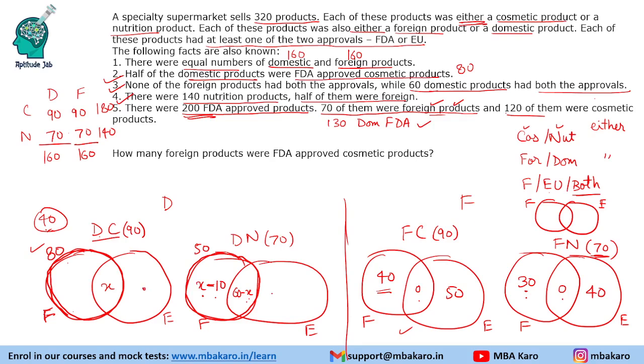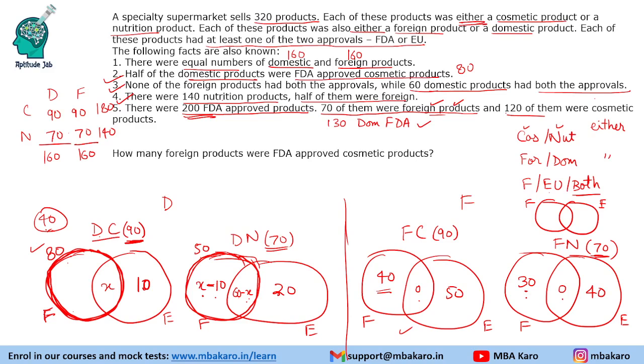Now these two values remain. How to fill it? This total circle is 80 and total is 90. So remaining is 10. 80 is this circle, 90 is domestic cosmetics, so 10 here. Similarly, domestic nutrition is 70, 50 is FDA approved, this complete circle is 50. So the remaining will be 20. So this is how we will fill the Venn diagram. So the visualization part was the biggest challenge in this problem. Now we can answer the questions.